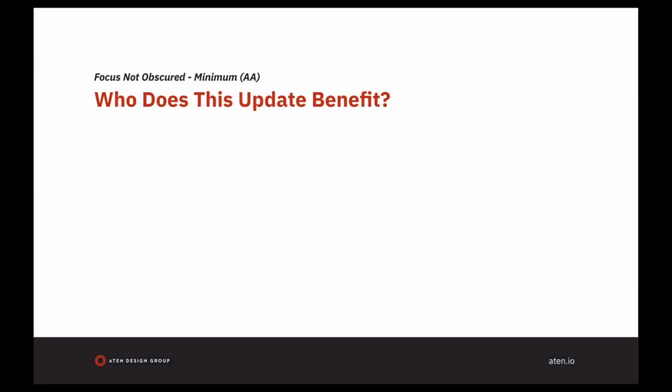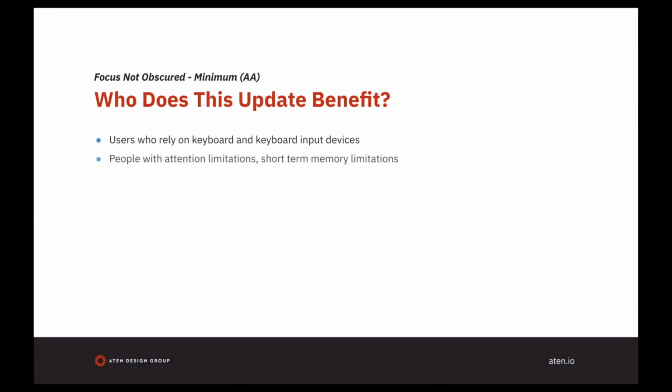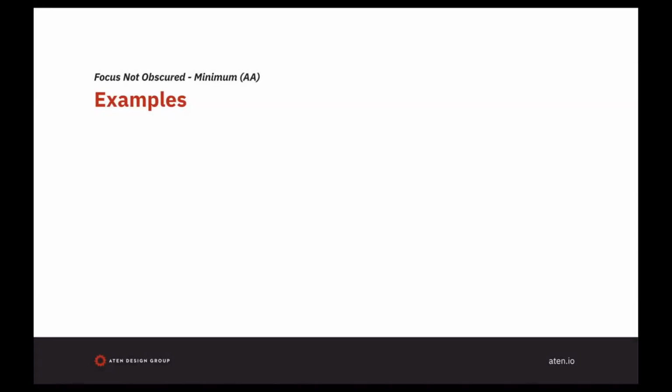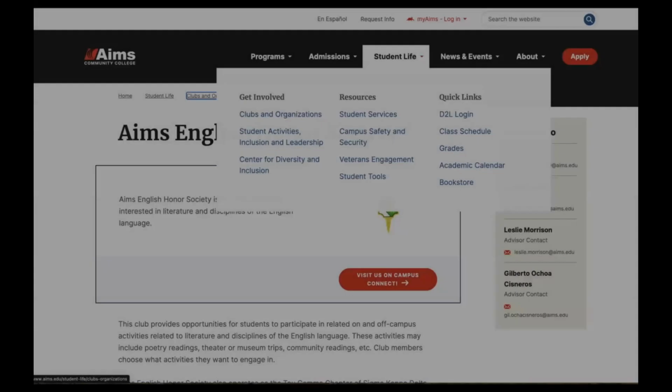So who does this update actually benefit? Well, this includes people with low vision and/or mobility impairments who may rely on a keyboard or keyboard interface component, including speech inputs, sip and puff software, on-screen keyboards, scanning software, and a variety of other assistive technology and alternate keyboards, as well as people with attention limitations, short-term memory limitations, and so on. And of course, all of these guidelines and success criteria are going to help all users who are interacting with the site as well. So that's a little bit of background. Let's jump into a couple examples so we can see it in action.